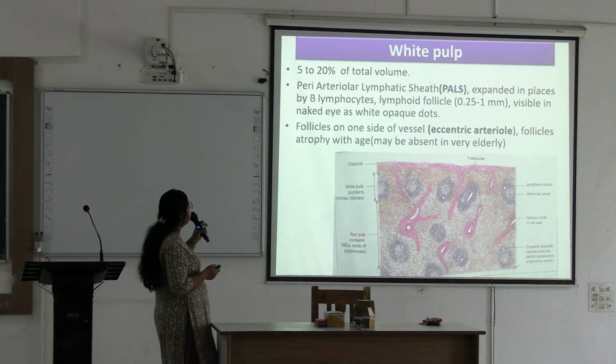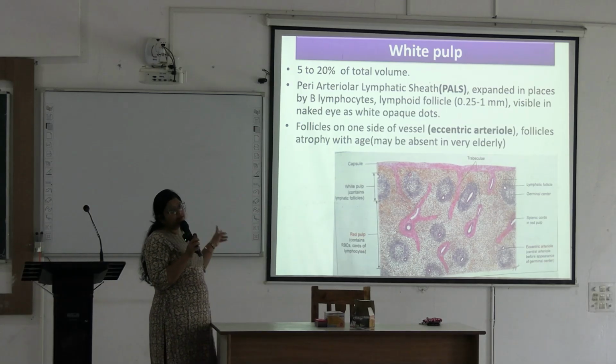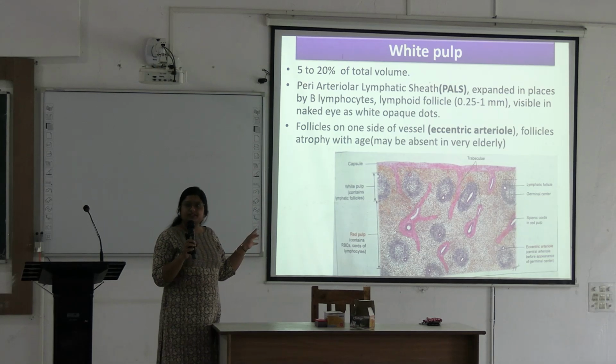So we will discuss the white pulp. This can individually come as a short note. White pulp and red pulp of the spleen.